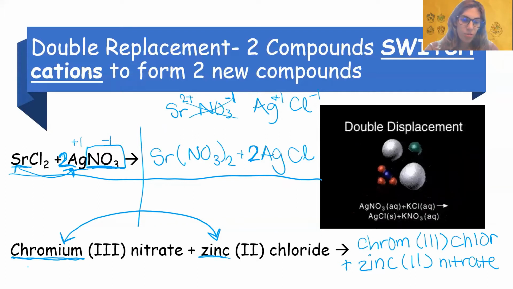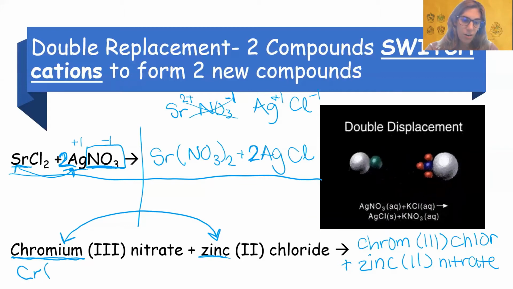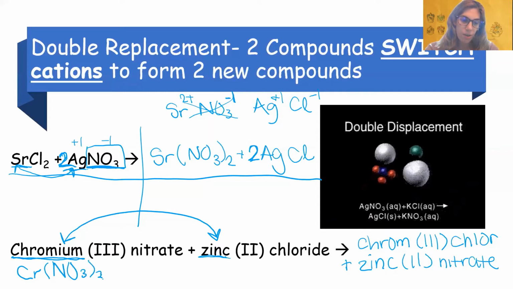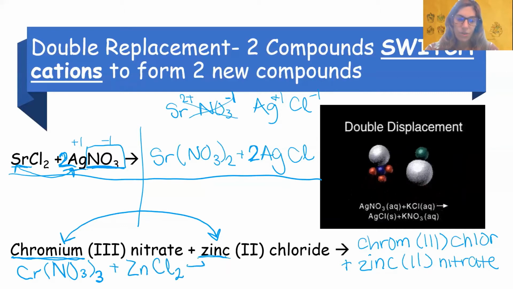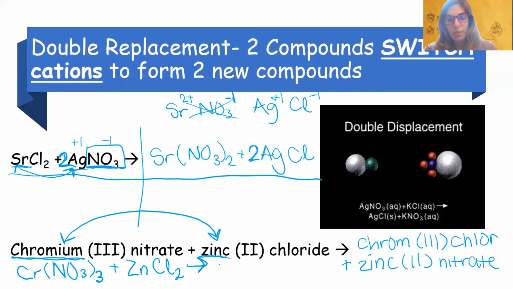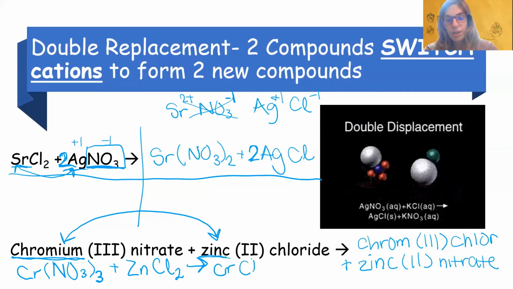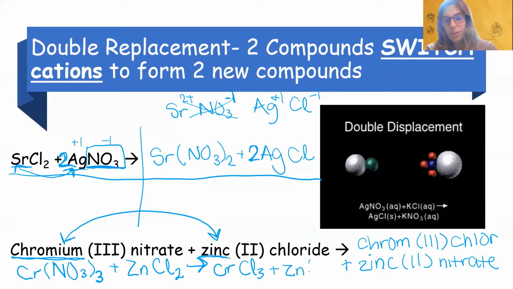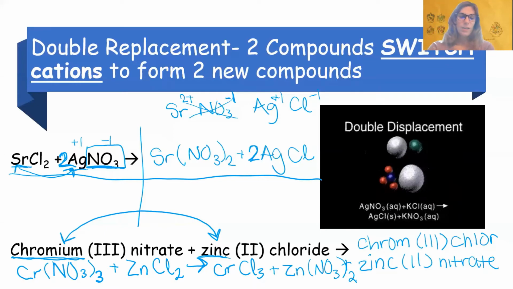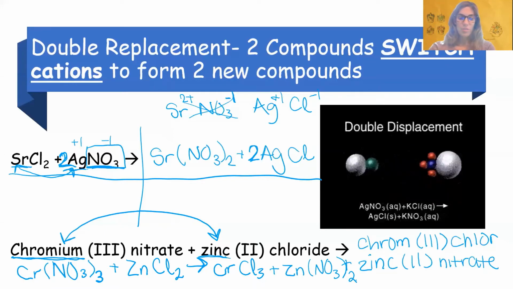If I have chromium 3 nitrate, that's CrNO3, 3 subscript at the end, plus ZnCl2. Once again, chromium and zinc switch places. So I end up with chromium 3 chloride plus zinc 2 nitrate. Now the last thing is to balance these out.